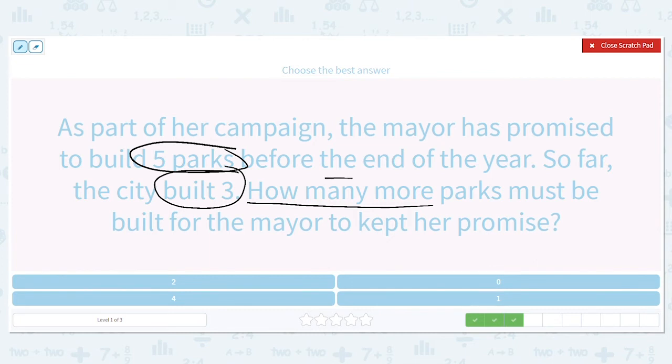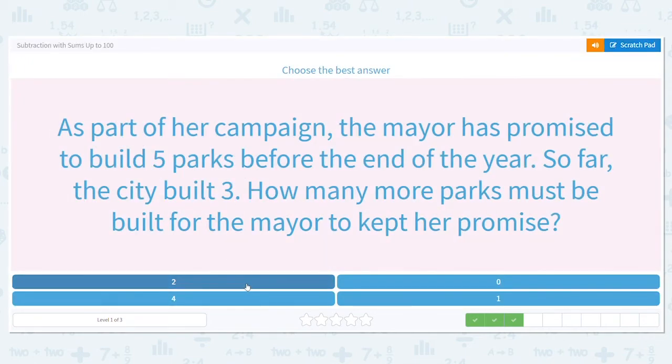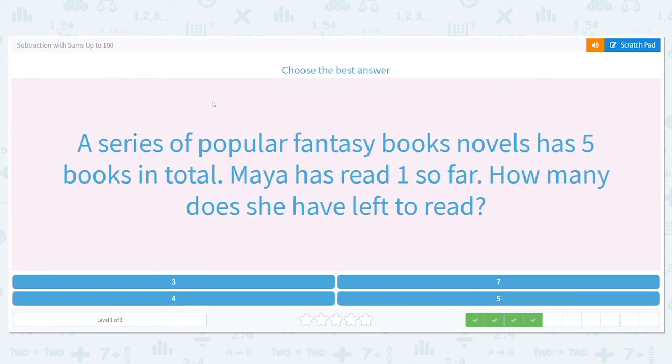So what is my subtraction problem? 5 minus 3 equals what? 5 minus 3 equals 2. So the city still needs to build 2 more.